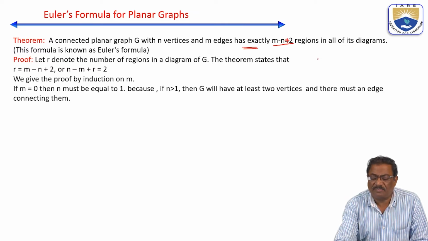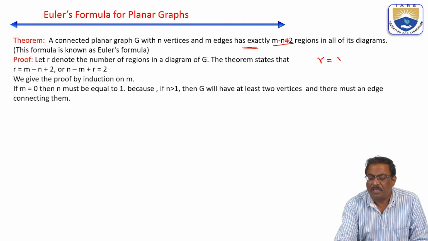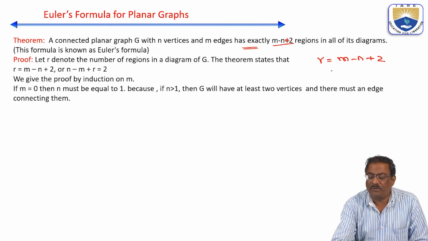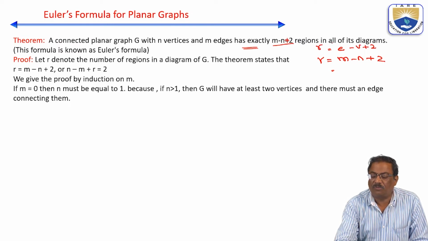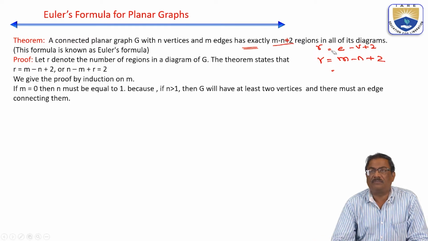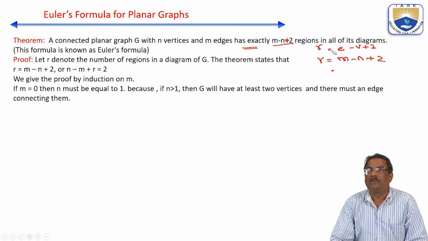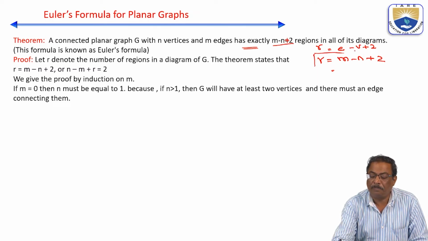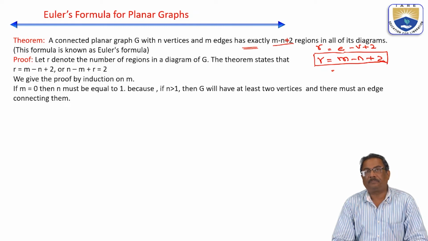So the number of regions r is equal to m minus n plus 2. This we have to prove. If we take the number of edges as E and the number of vertices as V, it is the same thing, but here we are considering the number of edges as m and the number of vertices as n. This is Euler's formula. Now we are going to derive this formula.